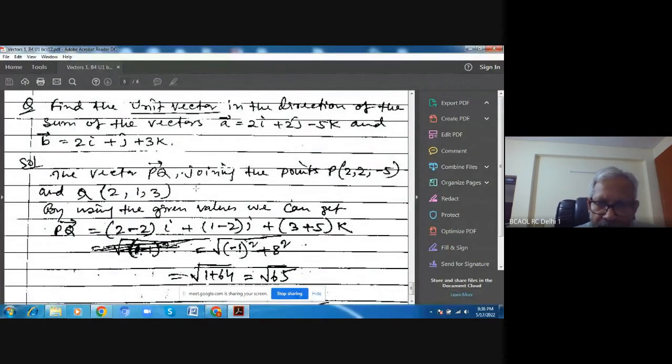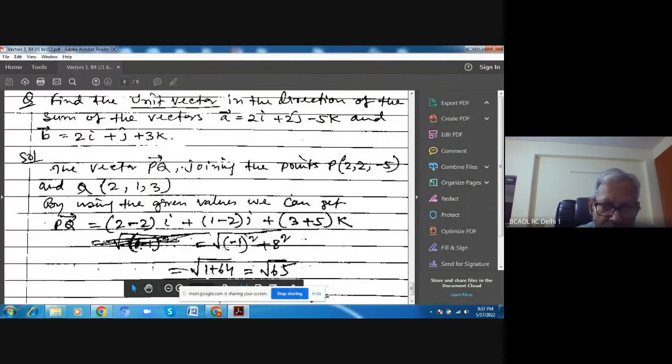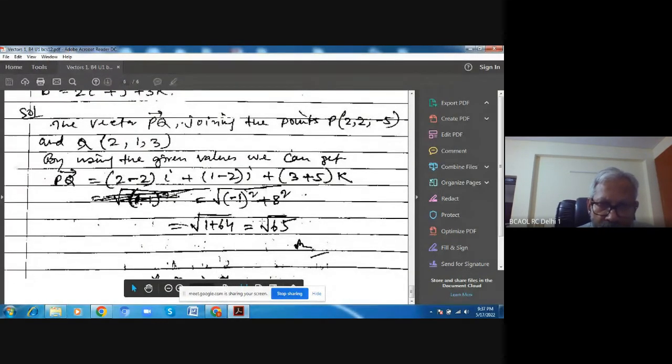So the last one, another question that has come in a unit exam. The unit vector is in the direction of the sum of the vectors, the one vector and these two vectors, the sum. So the answer is, first, PQ, joining the points. Then to identify PQ, this is 2, and this is 2 minus 2. So simply you add the figures and then you get it. This is your answer.